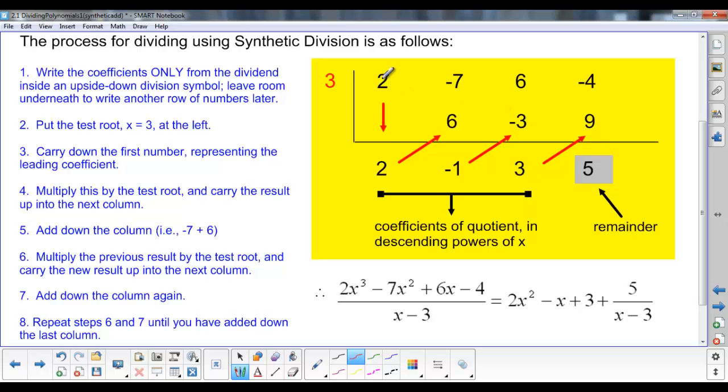We always drop down the first number, and then we do some multiplying. So 3 times 2 gives us 6, and then we add this column up, which will give us negative 1. Then we do 3 times negative 1, gives us negative 3. We add this column up, and then we do 3 times 3, and then add this column up. It will make a little bit more sense once we go from scratch. So let's do that now.